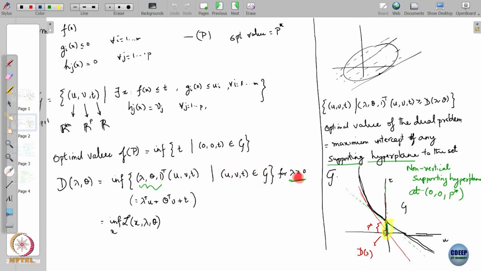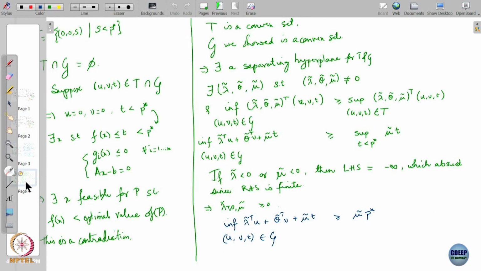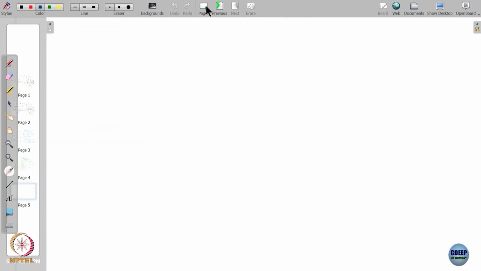and when lambda is greater than or equal to 0, and when this quantity here is 1, then minimizing that linear function was actually the same as minimizing the Lagrangian over the entire space. So its value was actually the value of your dual function. So now I want to try and relate this in that way.